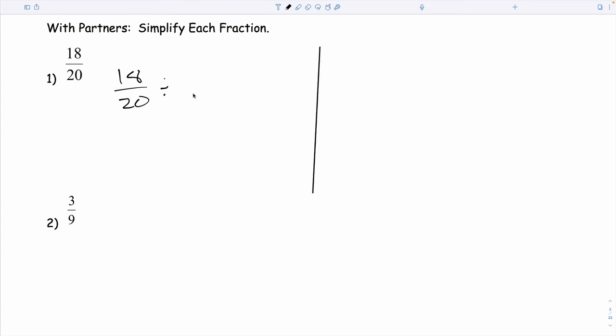Number 2. You okay? What do you need? Did you not want help with it? I kind of want to check in. So 18 over 20 divided by 2 over 2. Yeah. Start on bronze. 9 over 10. GCF. Oh, and then number 2 is 3, 9 divided by 3. Any number divided by 4. This is right. It's 1.